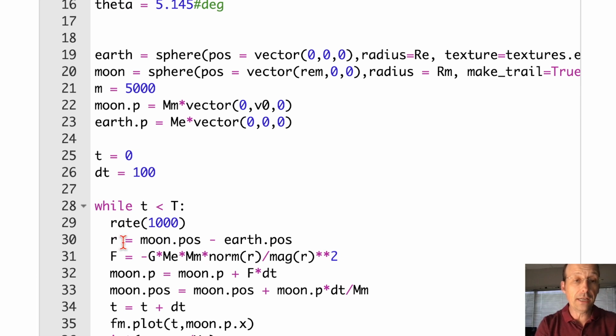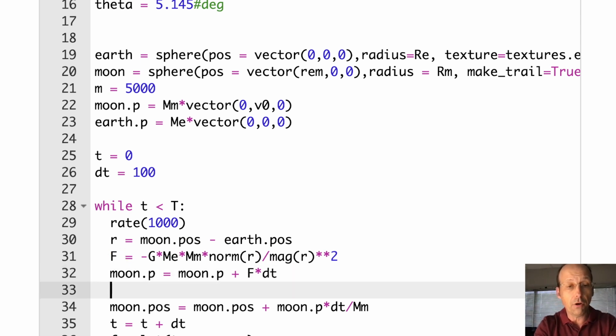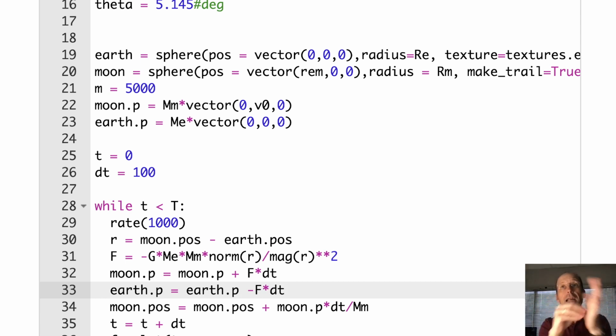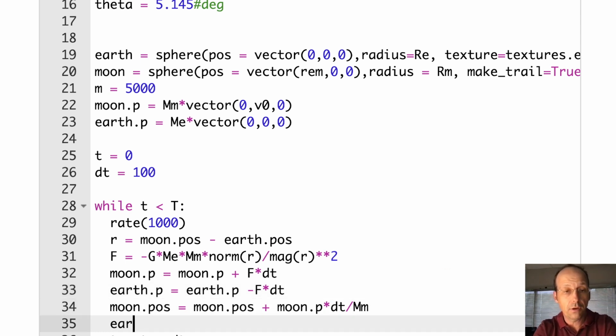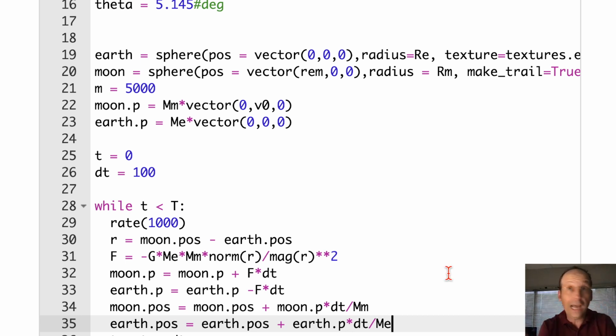Now I can change that. So right here, I calculate r, I calculate F. How do I calculate the force on the Earth from the moon? I could redo the calculation, but I don't have to, because it's the opposite of this. So if I want to update the Earth's momentum, Earth.p equals Earth.p minus F times dt. So minus F is the force on the Earth, right? I don't really need to recalculate it. I already did it. It's just the minus of that. Now I can update the position of the Earth, Earth.pos equals Earth.pos plus Earth.p times dt divided by the mass of the Earth. That's all I need to do.